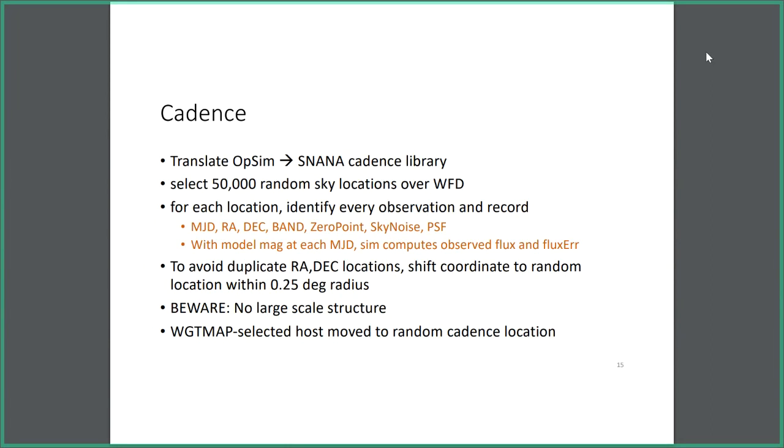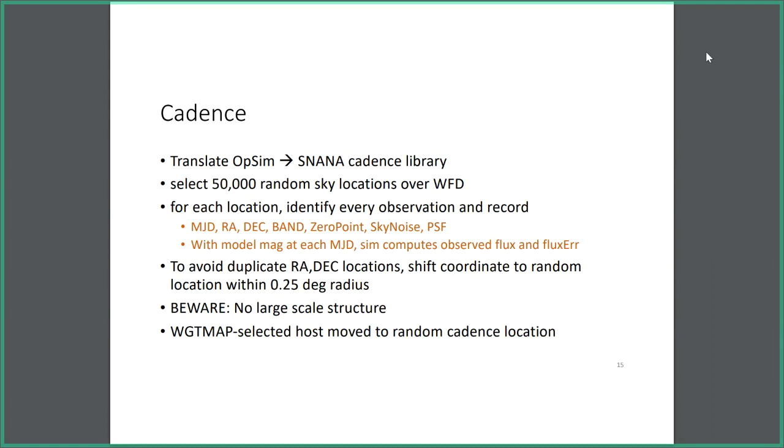Okay. For the cadence, it's based on OpSim, but SNANA's simulation doesn't read OpSim. There's a translator that translates the cadence. And the idea is we pick 50,000 random sky locations over the wide, fast, deep area. And for each location, we sort of drill through and identify every observation and record the image properties, essentially, which are listed in brown. And then using the model magnitude at each MJD, the sim computes the observed flux and the uncertainty.